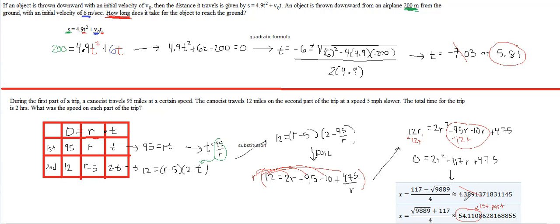Well, we have to throw out actually the 4.38 for the speed, because if that was the speed for the first part of the trip, when we subtract 5, the speed for the second part of the trip would be negative, and that doesn't make sense. So we have to throw that out. So 54.1108 is the speed for the first part of the trip. To find the speed for the second part of the trip, we would just subtract 5 from this, and that would be our two answers.